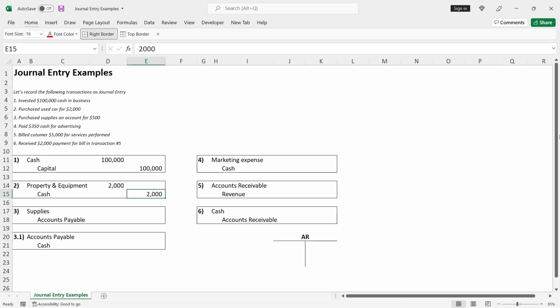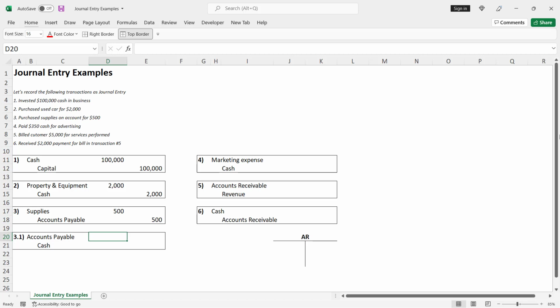The third transaction is that we purchased supplies on account for $500. When we purchase on account, it means we are not using cash. Supplies, being an asset, will go up. So we're putting 500 for supplies going up to debit it. As we're not doing it with cash, it means it goes into accounts payable. Accounts payable is money owed by a business to its suppliers, shown as a liability on a company's balance sheet. So we have an asset going up and we have a liability going up by $500.